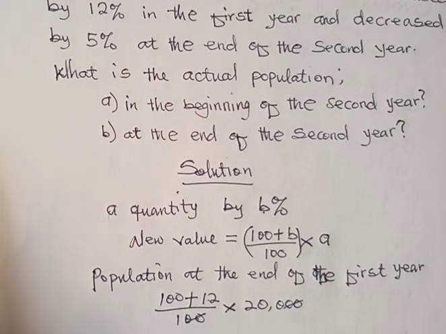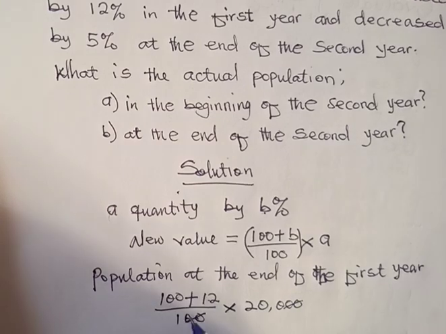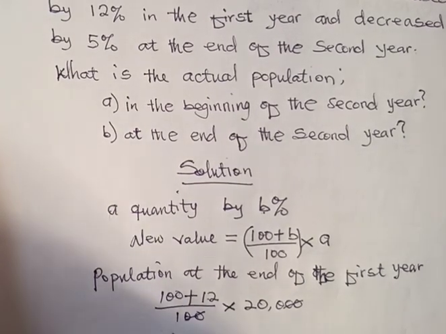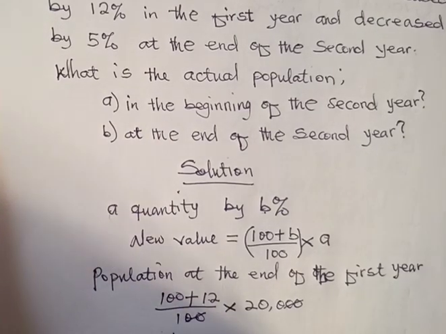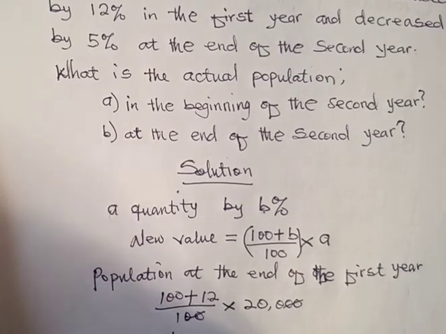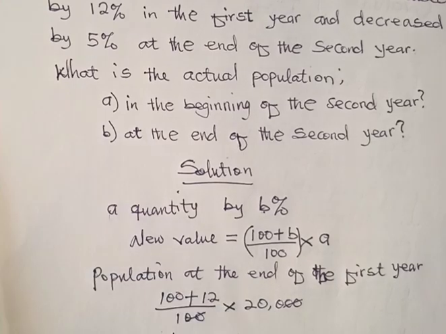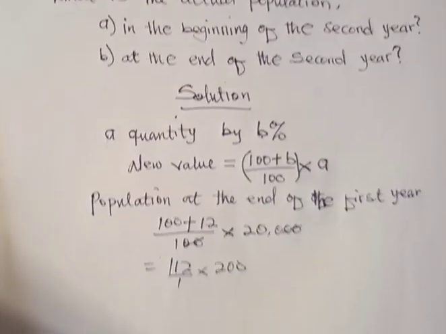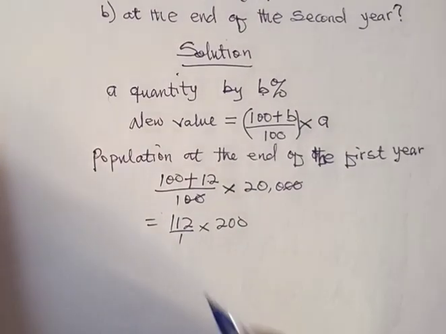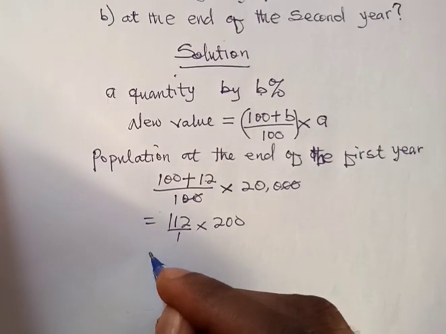All right. So once you understand it that way, then we are good to go. Now let's move on. Since we cross this out, we then have 112 all divided by 1 times 200. Great. 200. All right. Good. So let's find our total answer.